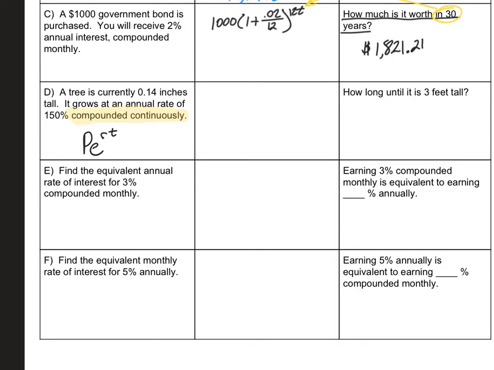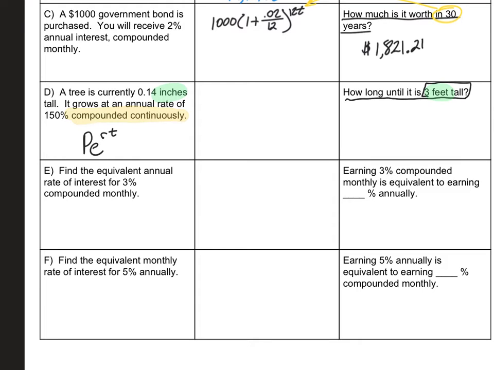But in this, we have to also pay attention at the end, because look what we're looking for. It says, how long until the tree is 3 feet tall? Emphasis on the word feet. We're actually comparing two different things here. We're comparing inches to feet.